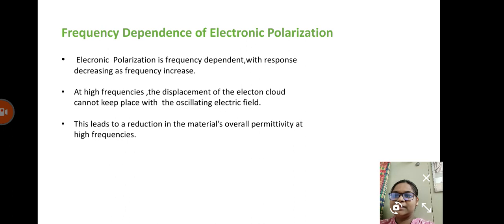Frequency dependence of electronic polarization. Electronic polarization is frequency dependent, with response decreasing as frequency increases. At high frequencies, the displacement of the electron cloud cannot keep pace with the oscillating electric field. This leads to a reduction in the material's overall permittivity at high frequencies.